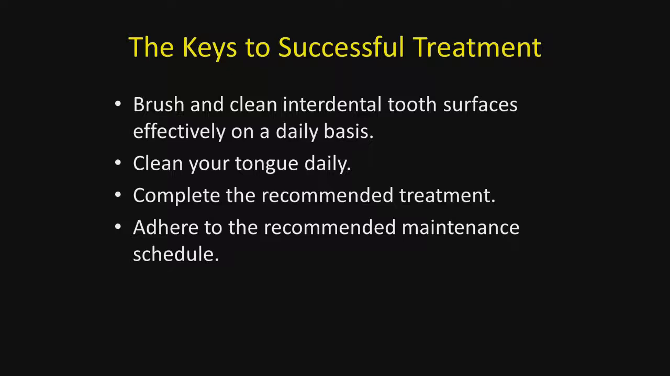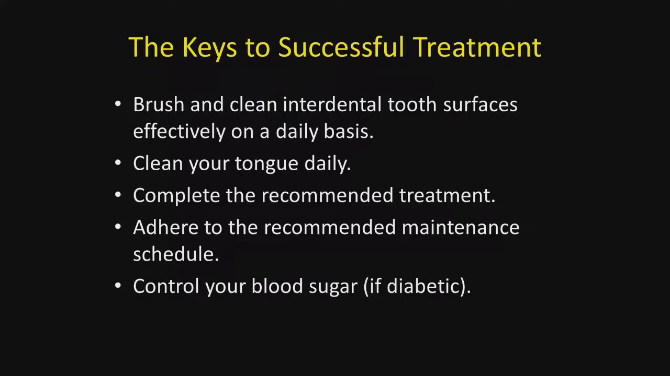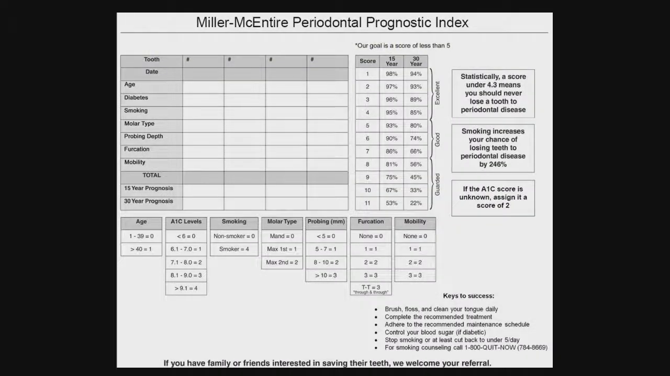adequate maintenance. Control the blood sugar if the patient is diabetic, and as we've talked about in the smoking video on cessation, to stop smoking. For if two patients have the same level of periodontal disease, statistically, the patient who smokes has a 247% greater chance of losing their teeth. And I'll direct your attention to the video on smoking cessation.